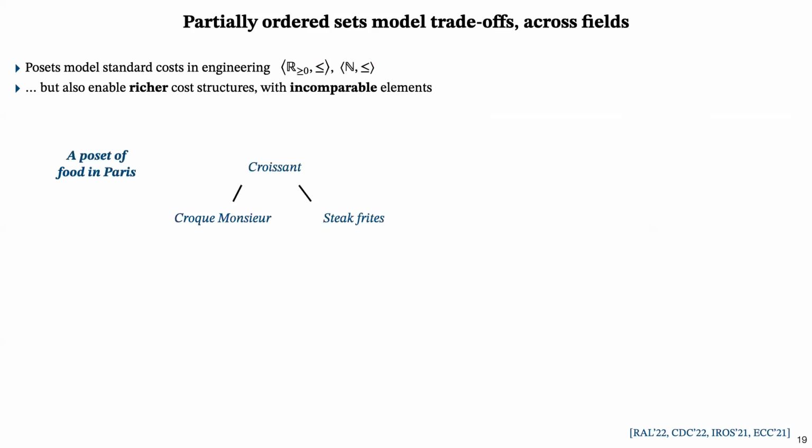For instance, if I check a partial order of food preferences in Paris, I could say that I prefer croissant, and this could be a very cliche thing to say, I don't know. You tell me if I should change this slide into a more connoisseur one. But you could have croissant versus croque monsieur and steak frites. But I could say that croque monsieur and steak frites, I don't have a preference. It depends, right? So I can leave this option open. I don't have to put one on top of the other.